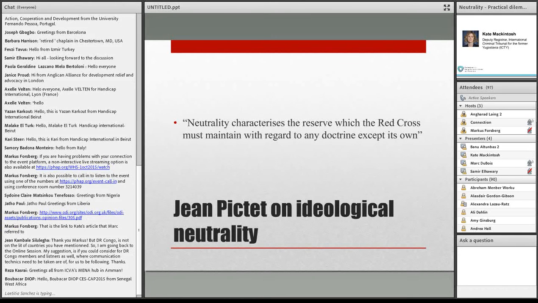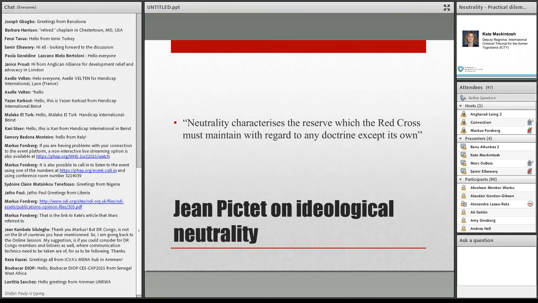In other words, if the Red Cross stands up for its own principles, which includes, of course, the protection of civilians, protection of non-combatants, etc., that cannot be seen as a violation of neutrality. And I'll return to this idea that action which is in itself humanitarian and impartial must be neutral later on in my presentation.